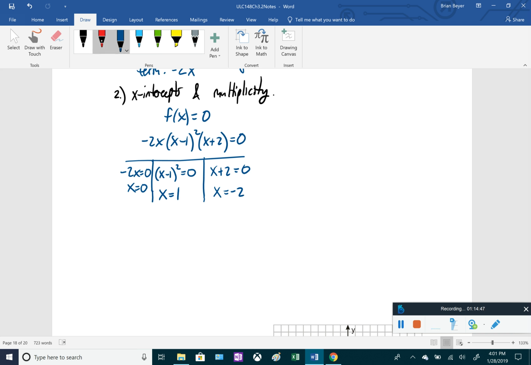Okay, so for the multiplicity, this first one over here on the left has an exponent of 1. So this has odd multiplicity, so we know that it's crossing through the x-axis at that point. For x equals 1, it had an exponent of 2 on its factor. So x equals 1 has even multiplicity. So we know it's going to touch it there and bounce back the way that it came. For x plus 2, that has an exponent of 1. So we know that this one also has odd multiplicity. So it's crossing it at x equals -2.